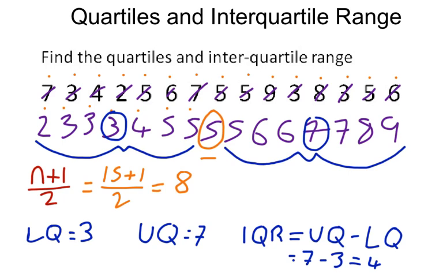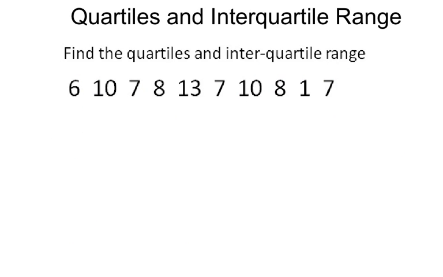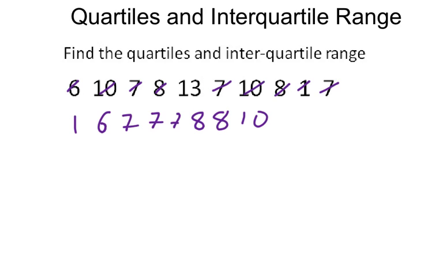Let's have a look at another quick example. Find the quartiles and interquartile range of this set of data. Once again, the first thing we need to do is order it. So the smallest number is 1 there. Then the next one is the 6. Then 7, 7, 7, 8, 8, and then 10, 10, and finally 13.